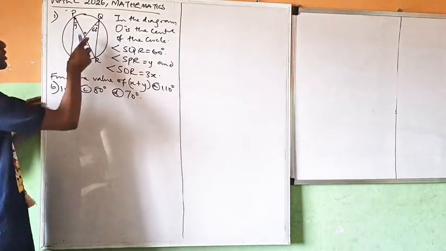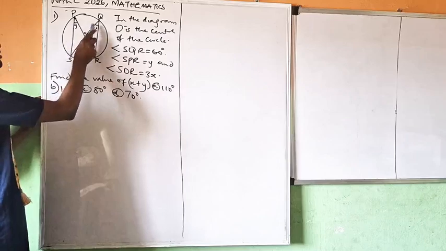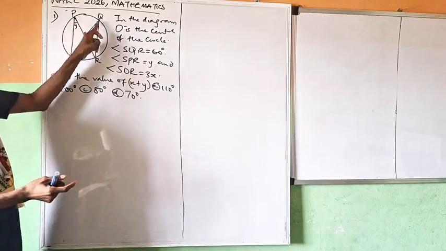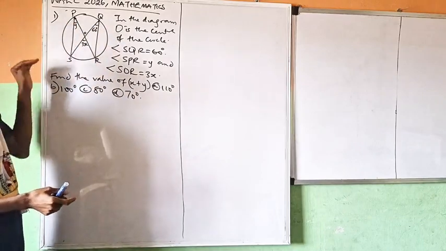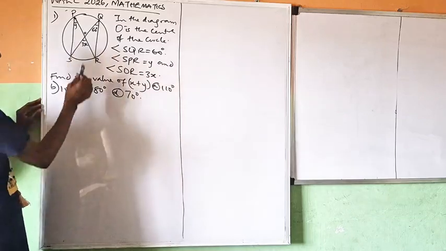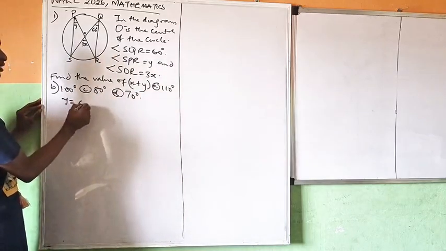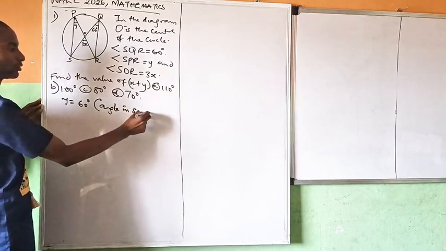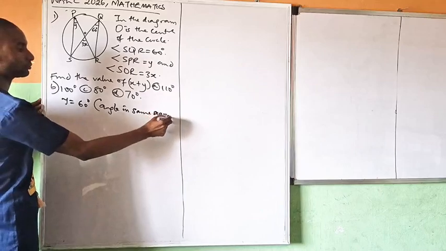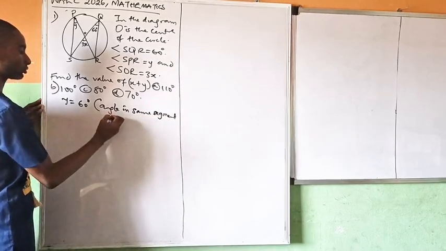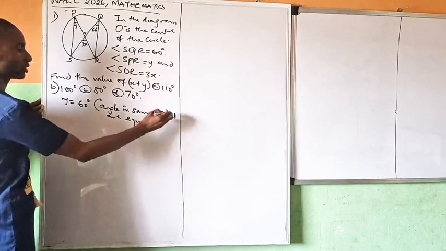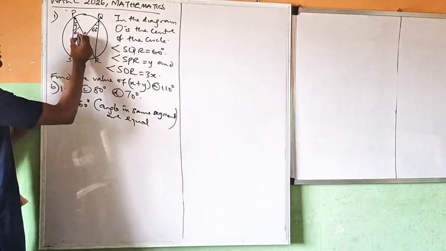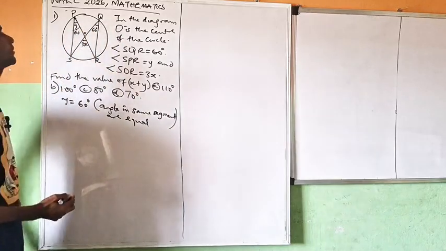The first thing you want to do is look at y and 60. There is something common in these two. Can you guess it? These are 2 angles within the same segment, so they are equal. Therefore, our y is going to be 60 degrees. Angles in the same segment are equal. So that means here is 60. So if here is 60 and here is 60.